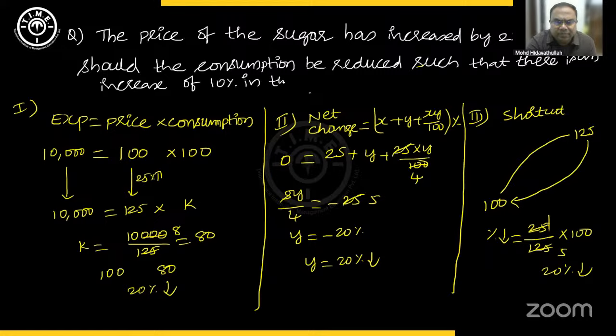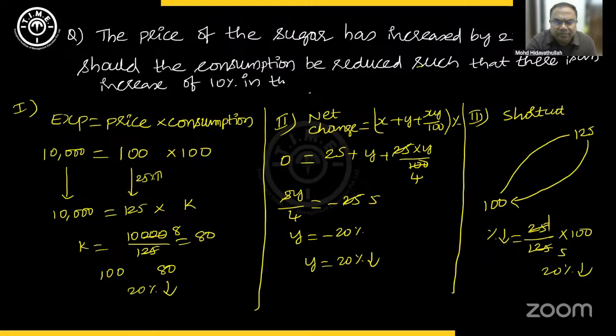Right? My price increased by 25%. This will become 125. Consumption, we don't know. There's an increase of 10% in the expenditure, so this will become 11,000. So K will be 11,000 by 125. 125 goes 8 times in 1000, 88. So 100 kilos was my consumption last month. This month 88 kilos. It has dropped by 12 kilos. So 12% drop. Use this formula.